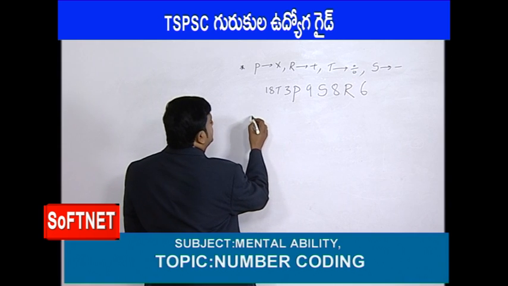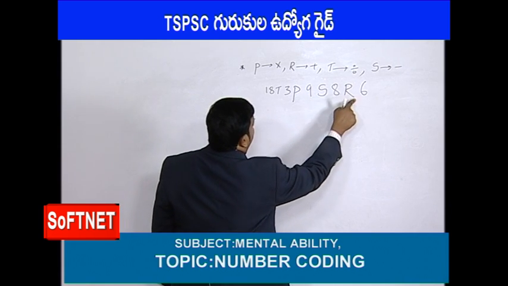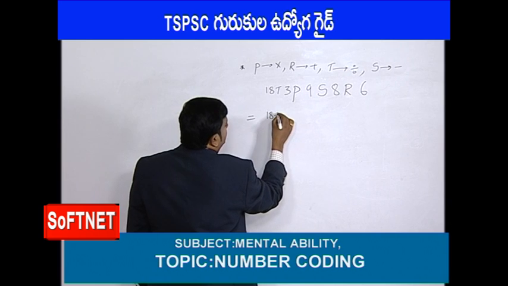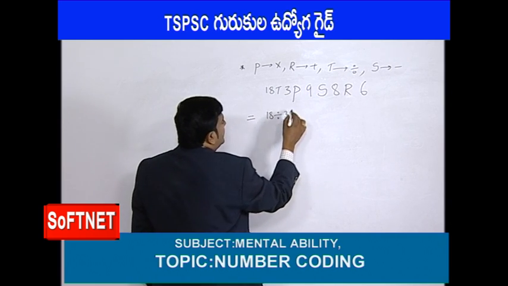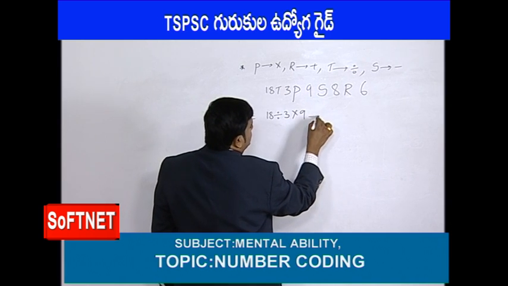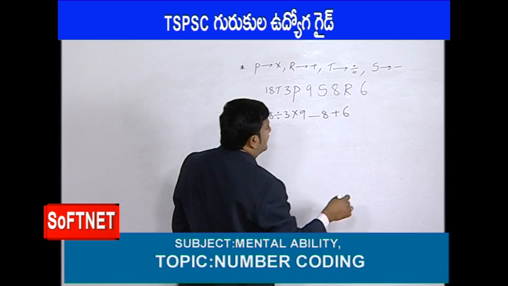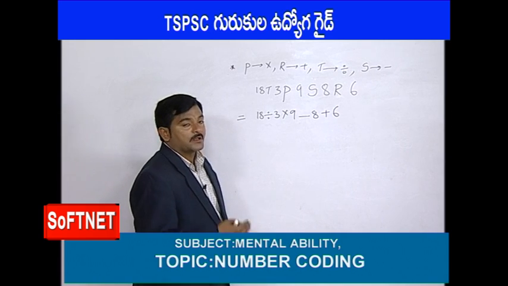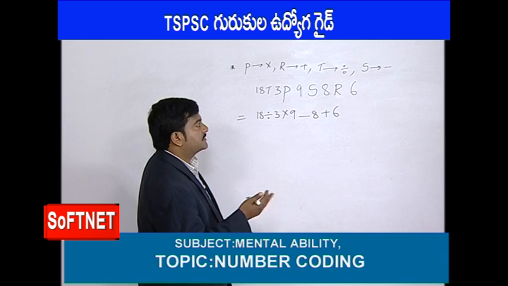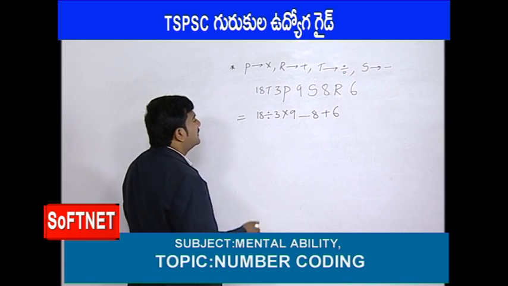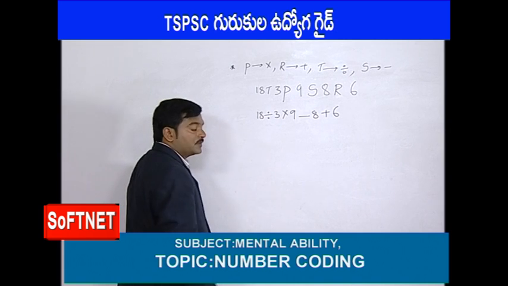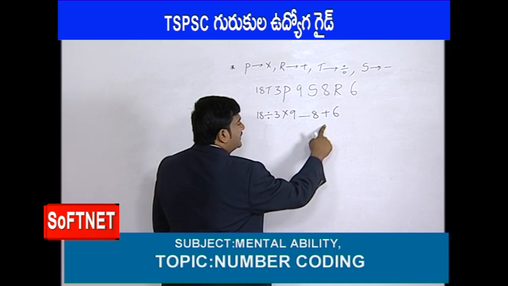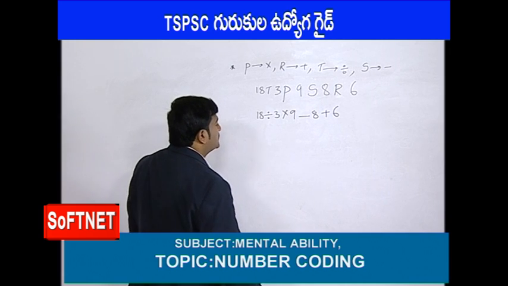Now to find the value of this, what will we do? We will take the corresponding codes. T means divided by, so 18 divided by 3. P means into, 9. S means minus, 8. R means plus, and finally we have 6. He only gave P means into, R means plus, T means divided by, S means minus. So now we will find this value. I already told you, you have to simplify by using the BODMAS rule concept. So first you have to simplify division, then multiplication, then addition, finally subtraction. So now first we will see division.